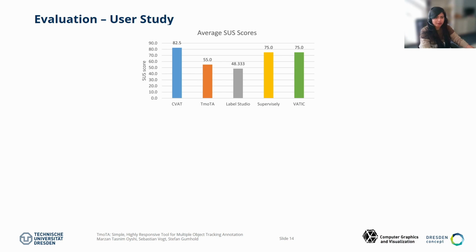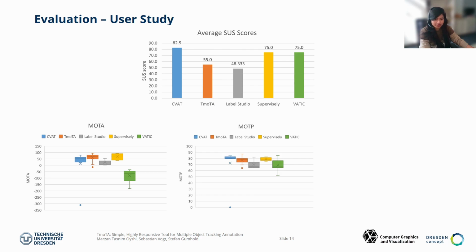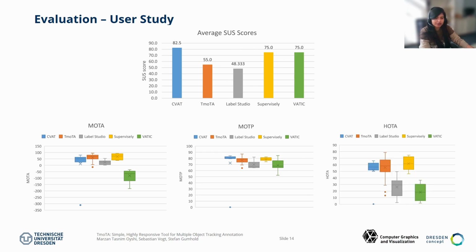To evaluate the participants' accuracy, we calculated multiple object tracking accuracy and multiple object tracking precision. To assess the quality of annotation, we calculated higher order tracking accuracy, also to ensure comparability. From the graphs, we can see that CVAT, TmoTA, and Supervisely have the higher accuracy and Batik has the worst results. This means that this tool might lead users to be not as precise as other tools.